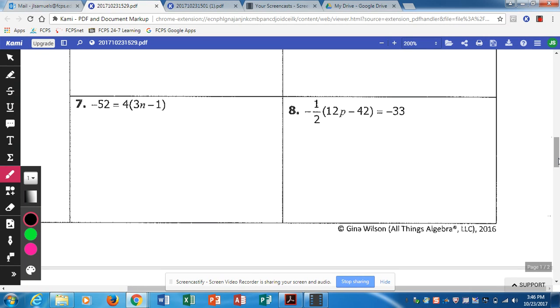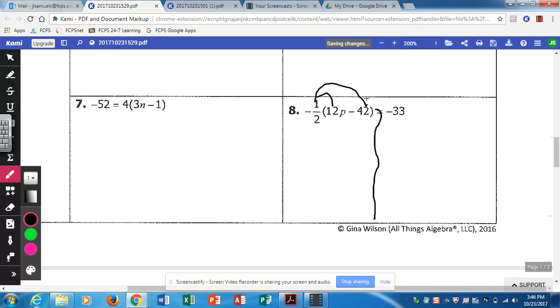So you guys have to remember that when we have fractions, multiplying by 1/2 is the same as dividing by 2. So since this is a negative 1/2, that means we're going to be dividing by negative 2. So we have to first distribute. So let's go ahead and show that distributive property.